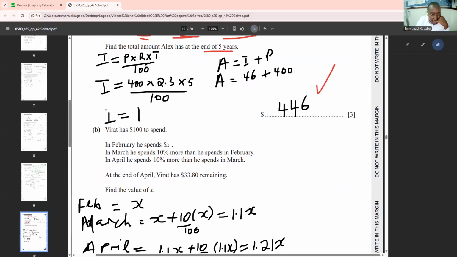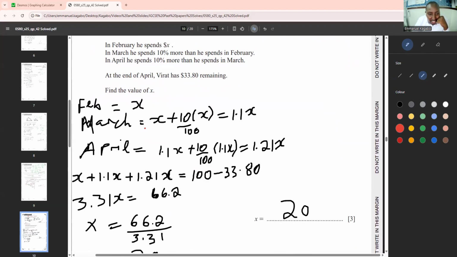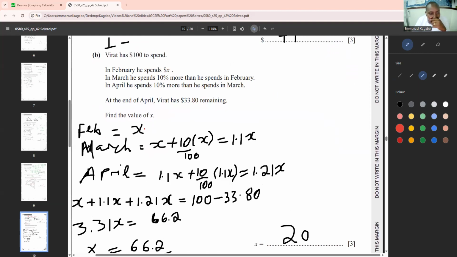Next question. Are you together, guys? Very good. Now, a very interesting question in the paper. Very interesting question. I like this question. You can't understand how much I like this question.